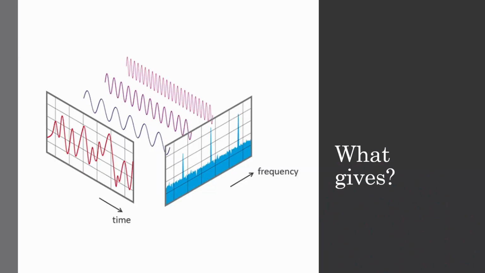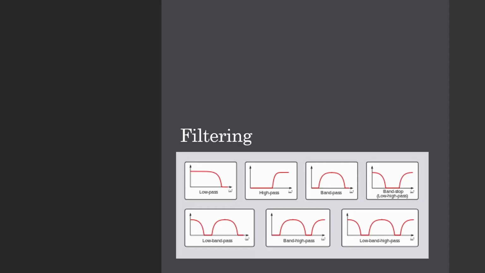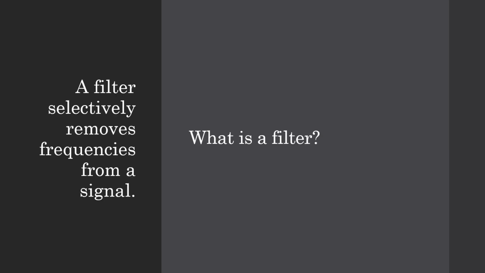So this is all great, but what does it mean? Like, what's it good for? So let's get into that. It's useful when we start thinking about filtering. So a filter is something that selectively removes frequencies from a signal. That's what we're doing with a moving average. We're taking our frequency domain and we're removing certain frequency components that we do not want.